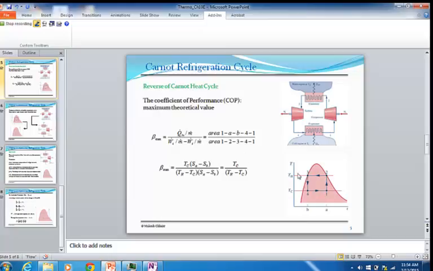And so now, since we know how to calculate this area under the curve, because they are just straight lines, we can replace these areas in terms of the temperature and the change in entropy. And so that means the beta max, which is the coefficient of performance, is Tc over Th minus Tc. So the formula itself is nothing new, but it can easily be derived from the area under the curve of this TS diagram.